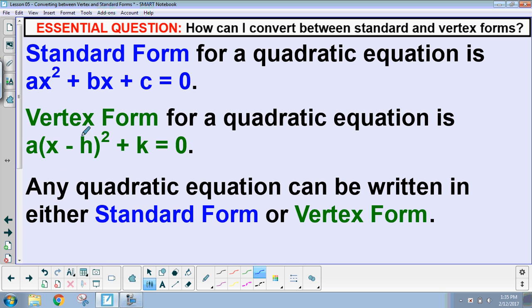So as far as your notes go, go to that next blank page in your composition book. And I suggest you copy the standard form down and the vertex form. I would title it standard form to vertex form on that blank page. Now, I don't remember what page you're on, but just go to the next blank one and just stay in order. And this will be the last thing we do for this unit. The last thing. Yahoo.